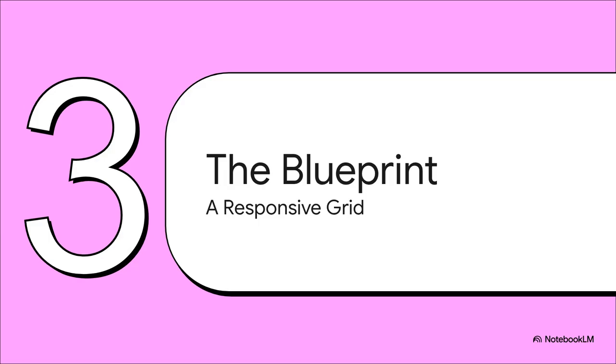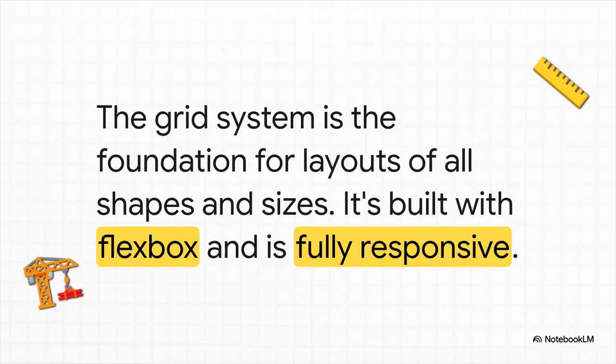Let's start with the most important tool in the entire kit, the grid. You can think of this as the architectural blueprint for your whole website structure. You see, pretty much every layout you're going to build in Bootstrap is based on its powerful grid system. It's the magic that lets you put your content into rows and columns and then watch them automatically rearrange themselves for different screen sizes. And under the hood, it's all powered by a modern CSS technology called Flexbox, which makes it incredibly powerful and honestly pretty easy to work with.